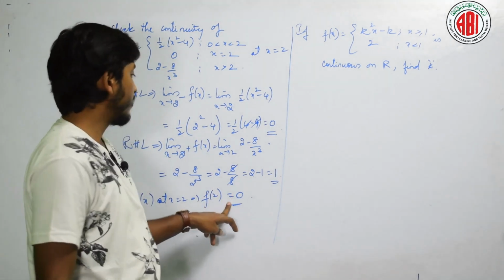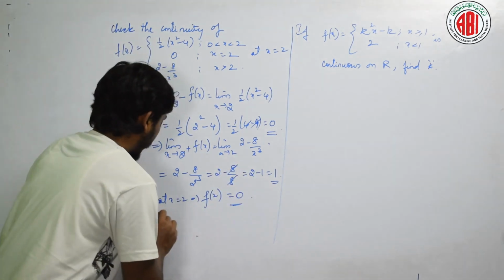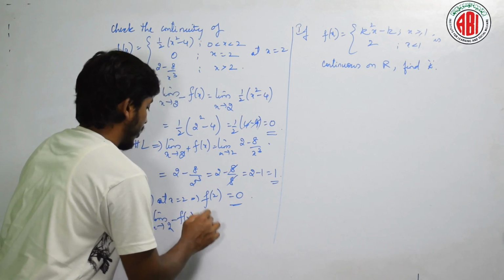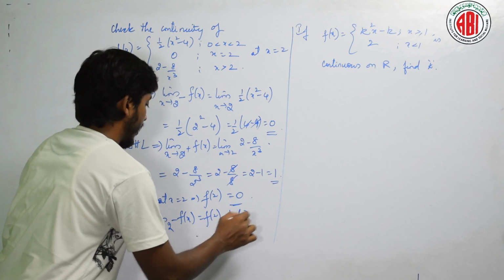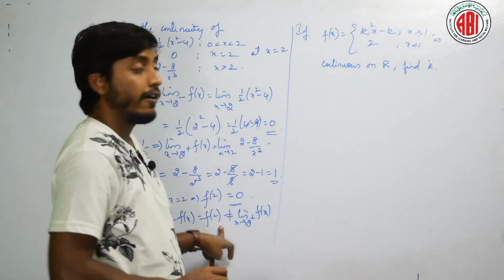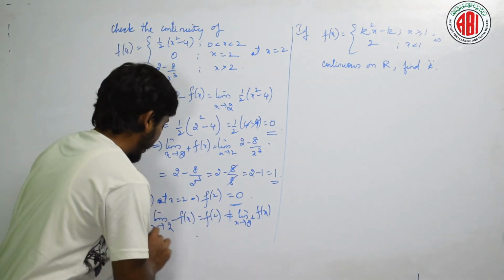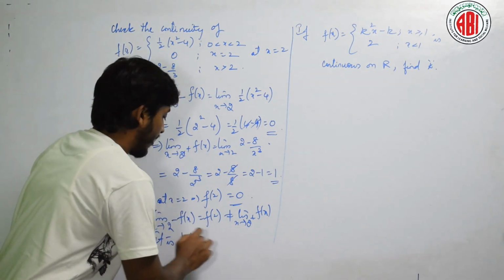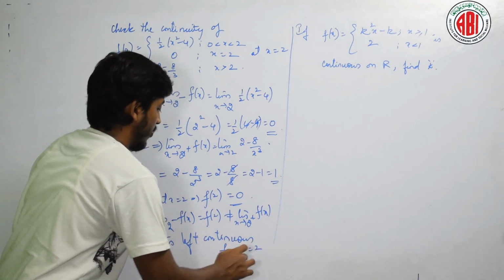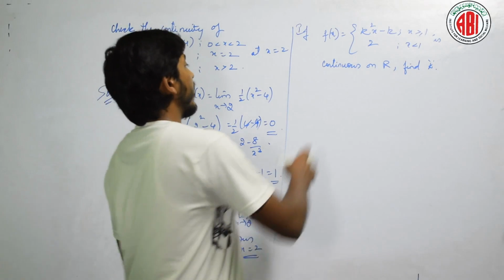Now, tell me this value is equal only to LHL but not equal to RHL, that is limit x tends to 2 negative f of x is equal to f of 2 but not equal to limit x tends to 2 positive f of x, which means only LHL is equal to the function. Therefore, we can't say it is completely discontinuous, it is left continuous at x equal to 2. Is it okay? Similarly, let us do it for the next question.